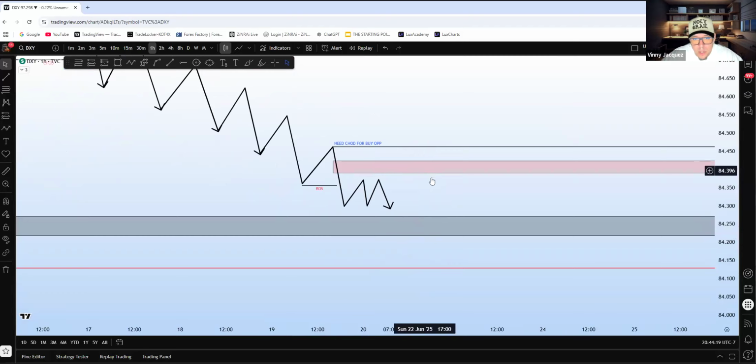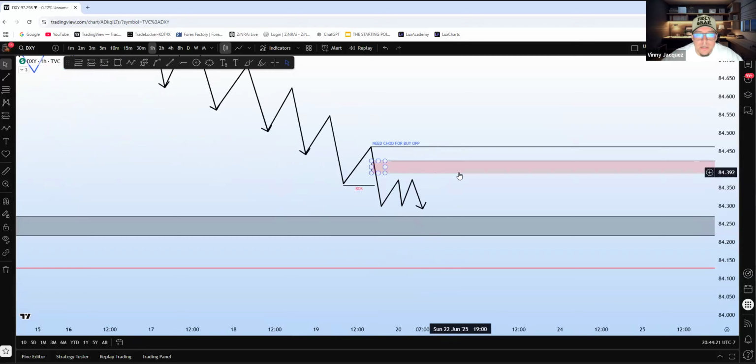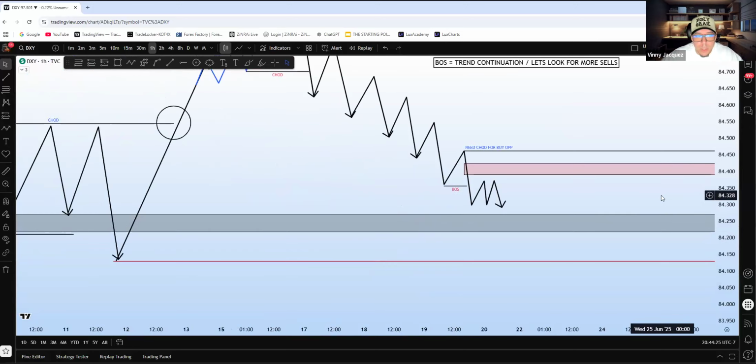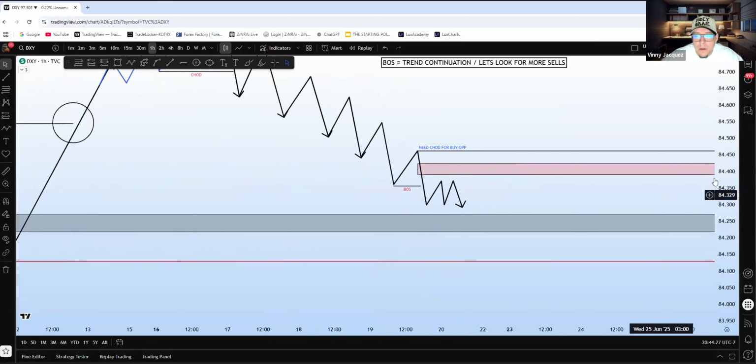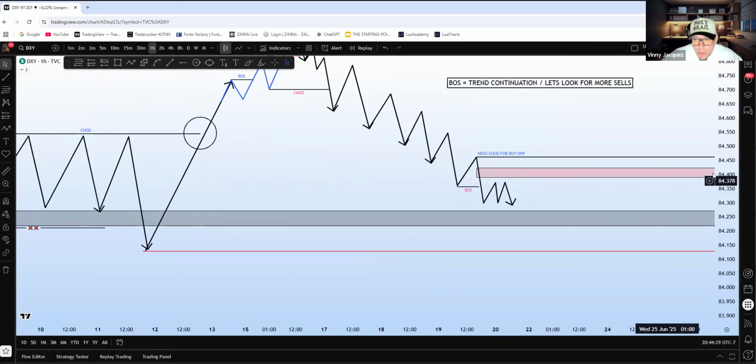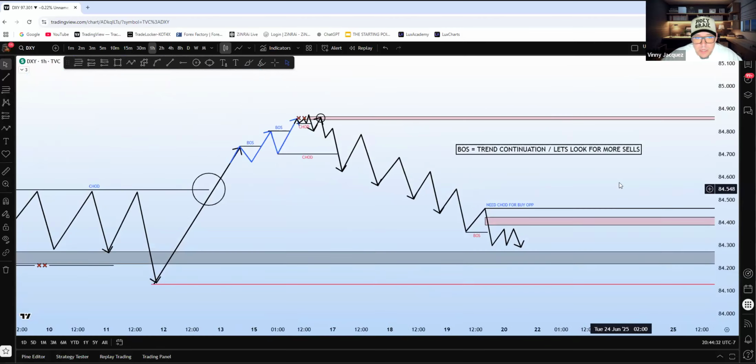Okay, guys, the closest break of structure at this point, and I want to look for buys here, but there's also sell opportunities here. Which one do I go for? Right? Now, I'm going to break this down in just a minute.